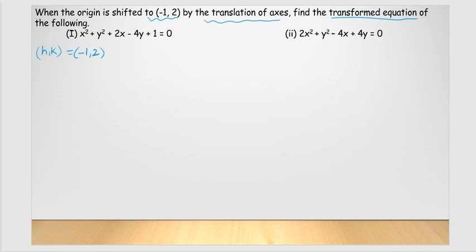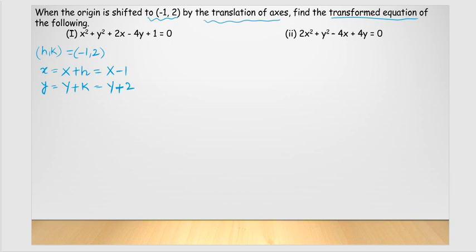So we need to find the new equation, which contains capital X and capital Y. For that, first of all we need to change small x in terms of capital X. What is the formula that we have? Small x is equal to capital X plus h. This h we already know is minus 1. The same way, small y can be written as capital Y plus k, which gives me capital Y plus 2.